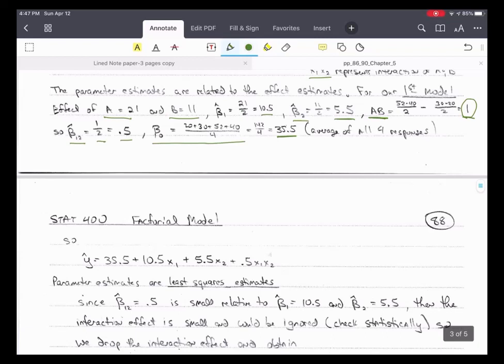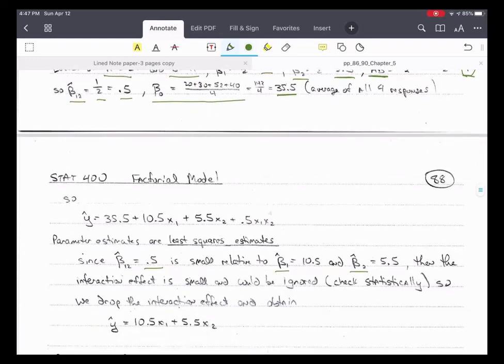Okay. And it says since beta hat 1,2 is 0.5, which is very small relative to beta hat 1 and beta hat 2, the interaction effect is relatively small and could be ignored. But again, I would tell you to check that statistically before you drop a parameter out of a model. And if we did drop it, then we're just ignoring it. We drop it out of the model, and we get this estimate for the line. In real life, you would run the fitting again with regression, and you get slightly different numbers for your parameters here. Okay.